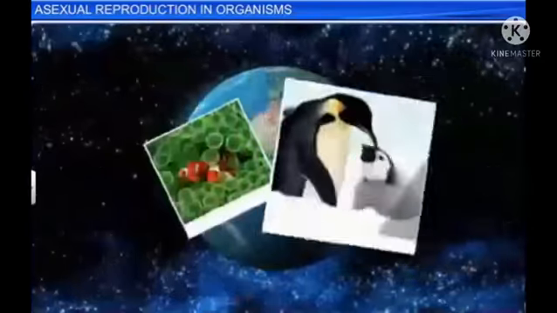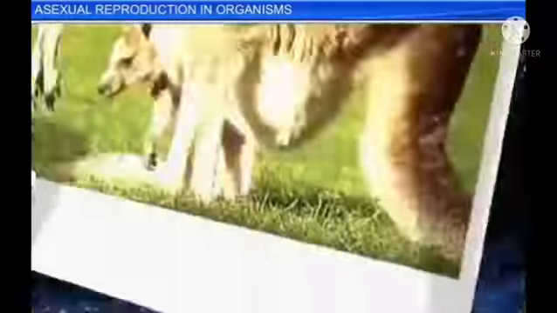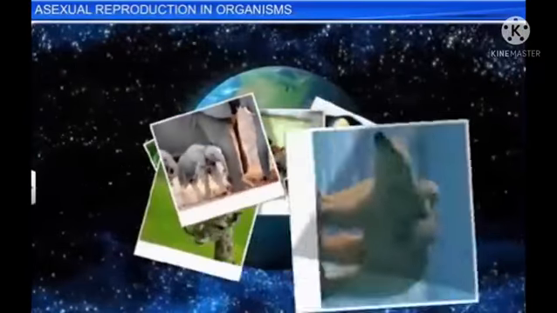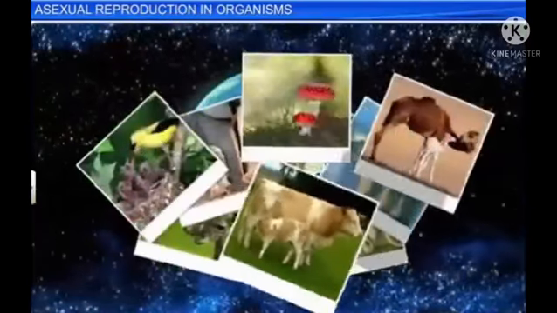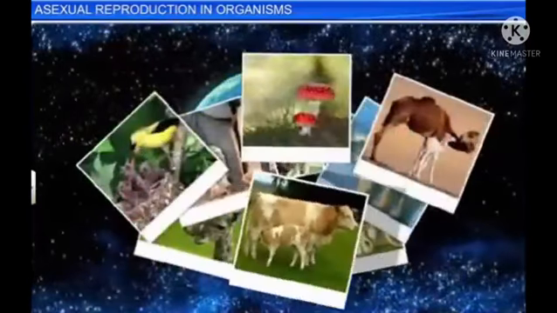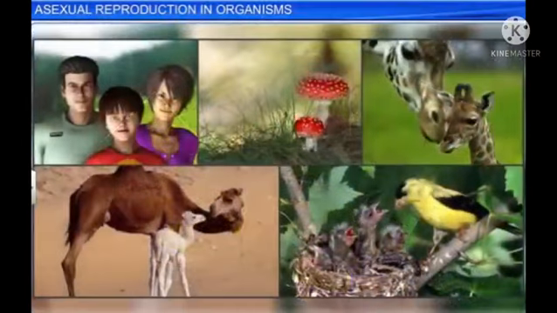Our Earth is home to countless plant and animal species, all of which have a limited lifespan and are bound to die. Yet these species have existed for several thousands of years. That's because living organisms can reproduce.